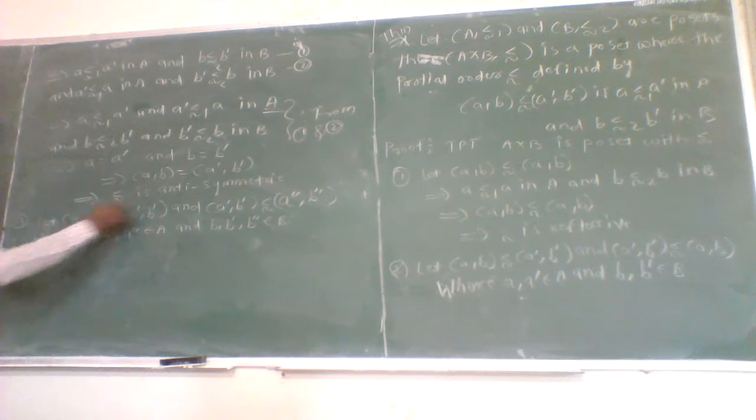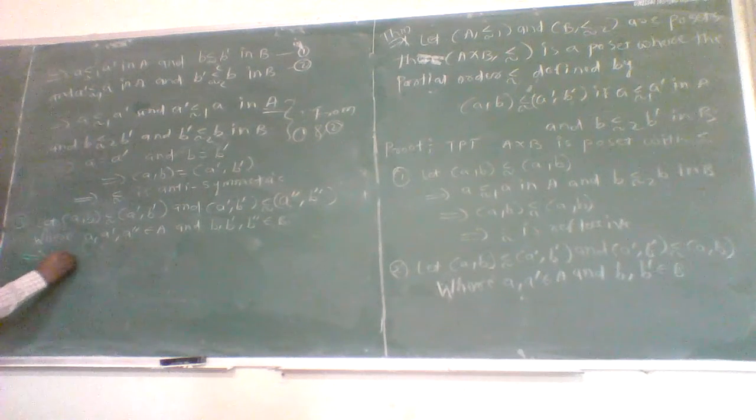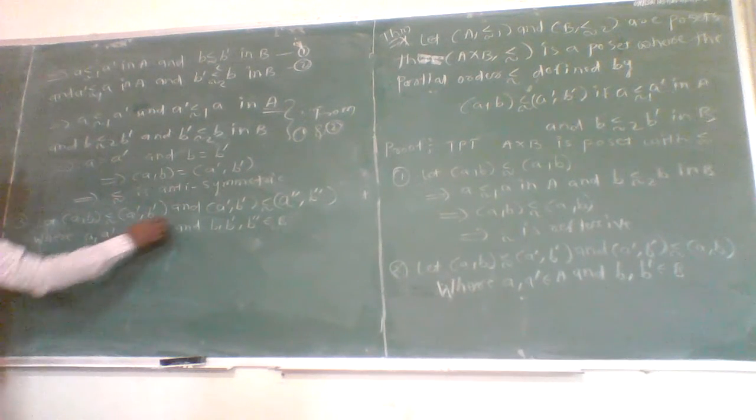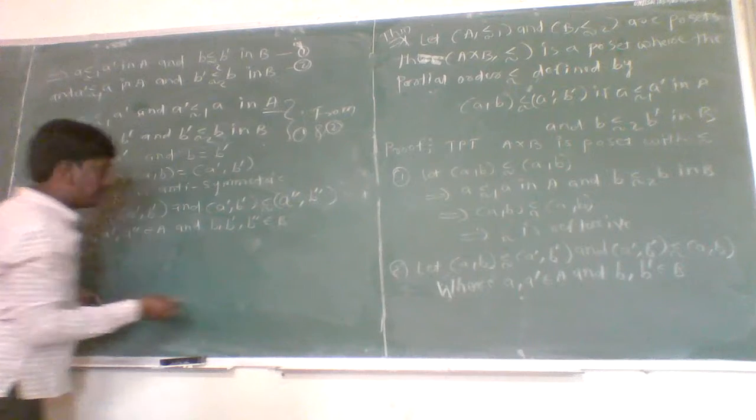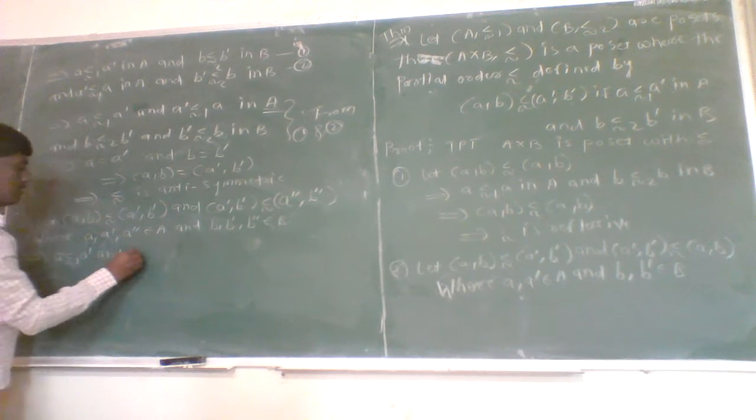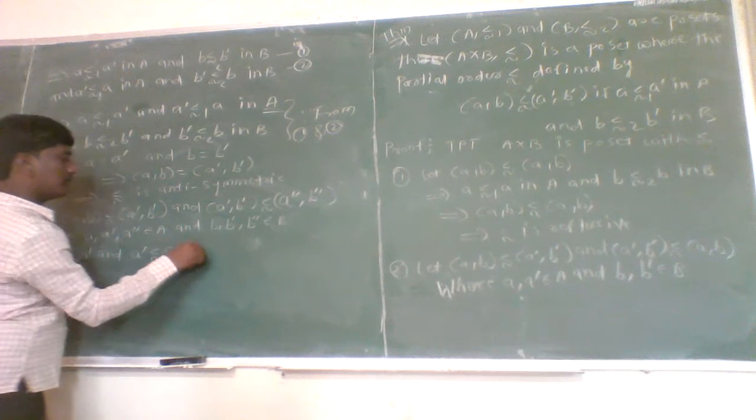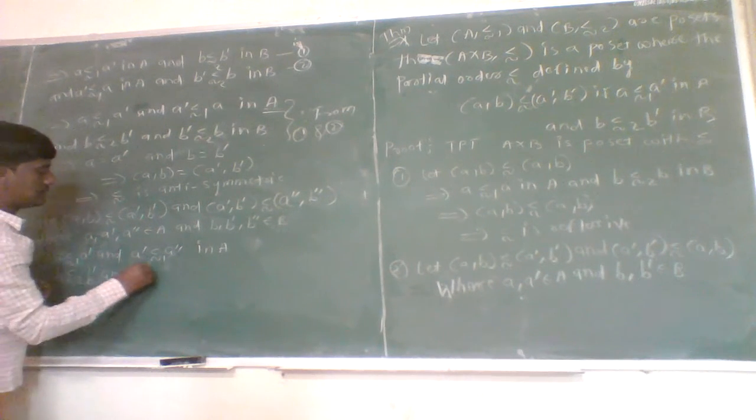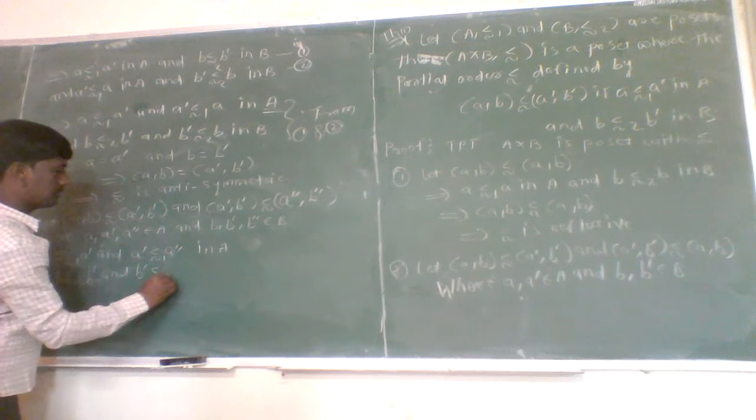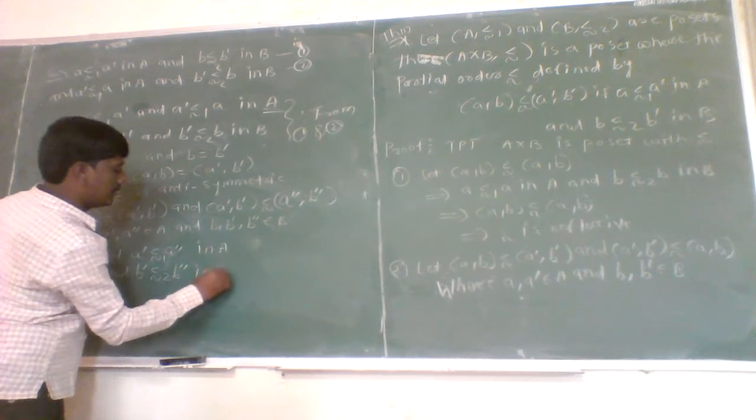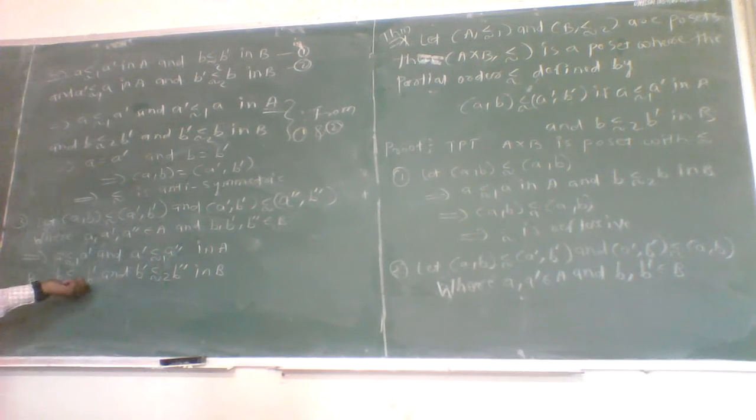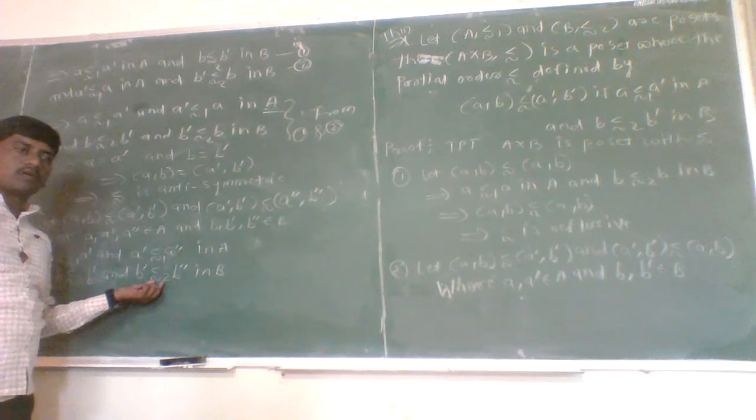Again, from the given definition, (a,b) precedes (a',b'), which implies that a precedes a' and (a',b') precedes (a'',b''), and a' precedes a'' in A. Similarly, b precedes b' and b' precedes b'' in poset B. Here we take this relation since on B, this one is the partial order relation.